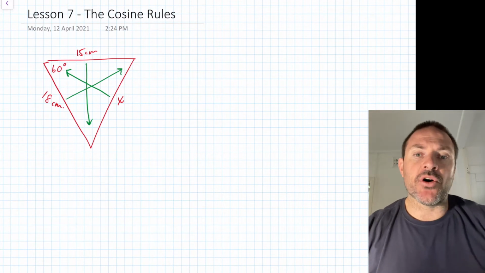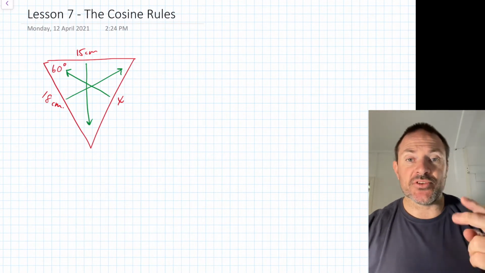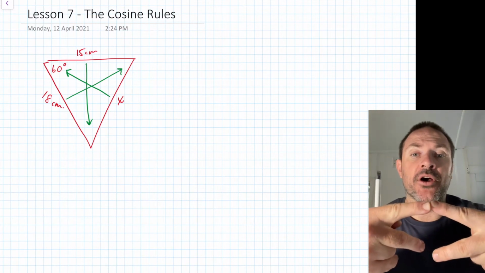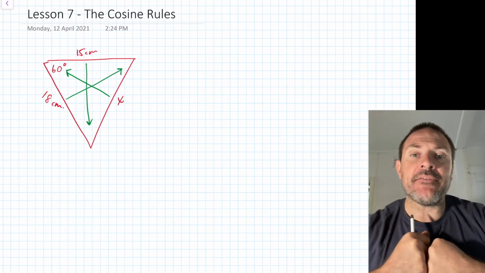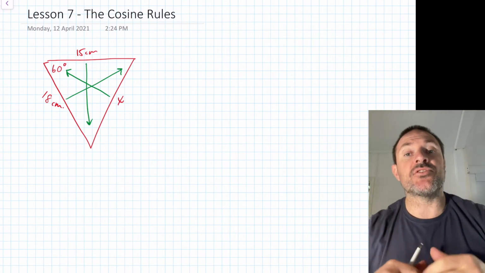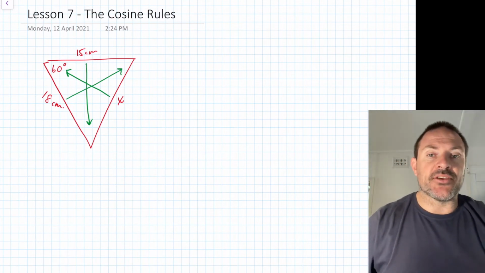So in order to use the sine rule, you need to have two sides and their opposite angles, and one of them will be unknown. If you don't have that, then the sine rule won't work. We then have to use the cosine rule. So what is the cosine rule?